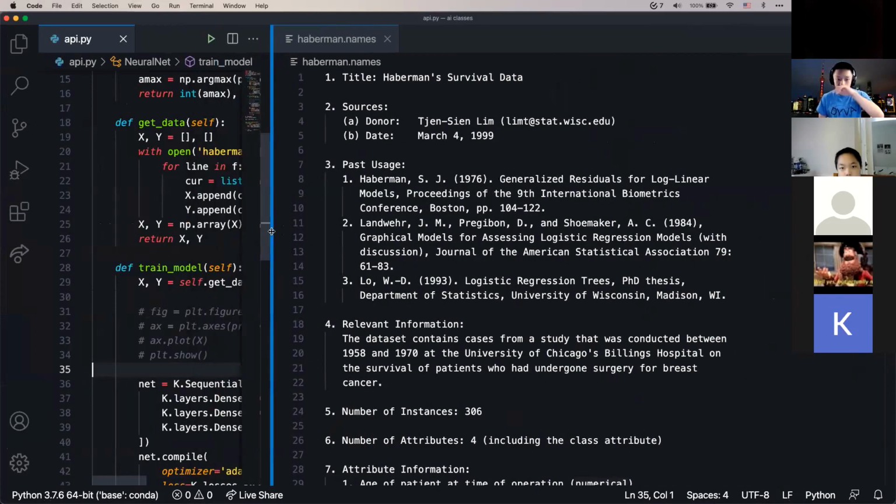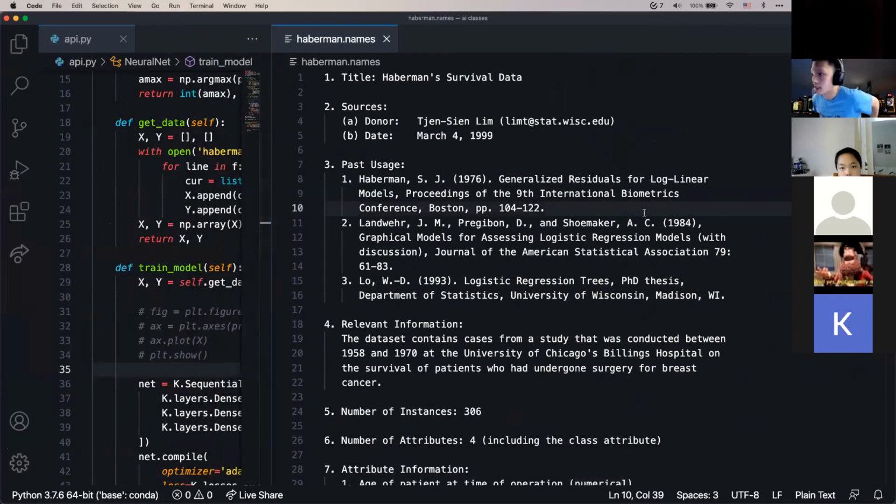So I've downloaded a data set from the internet, and this is a data set called Haberman's survival data. This is a data set that contains cases from a study that was conducted on the survival of patients who had undergone surgery for breast cancer. So basically, we are trying to feed in a bunch of features about a person and their breast cancer procedure, and we're trying to figure out whether they survived or died.